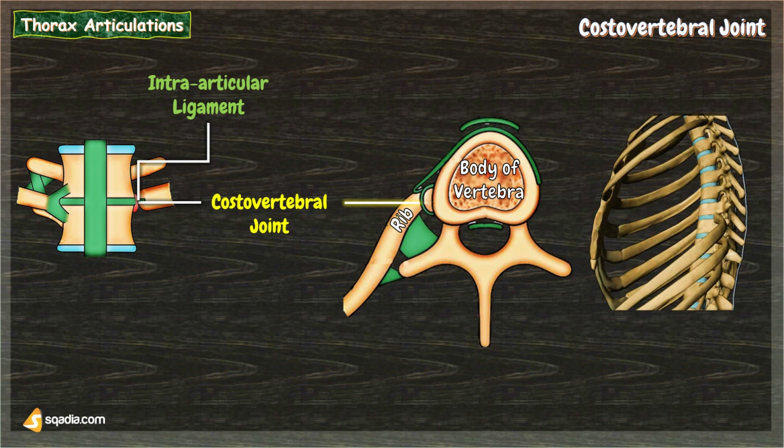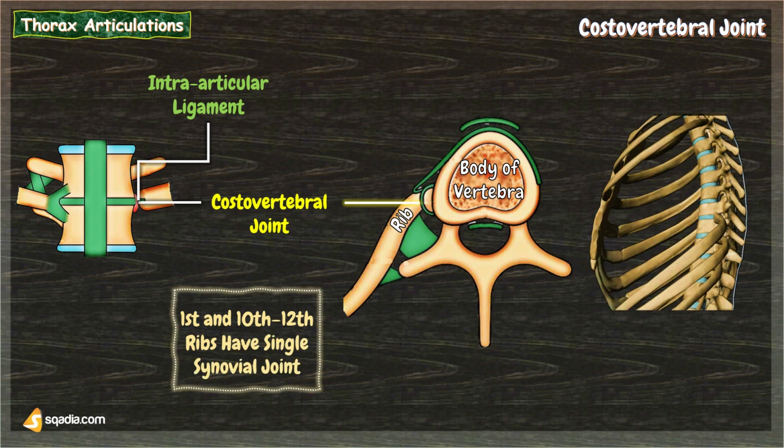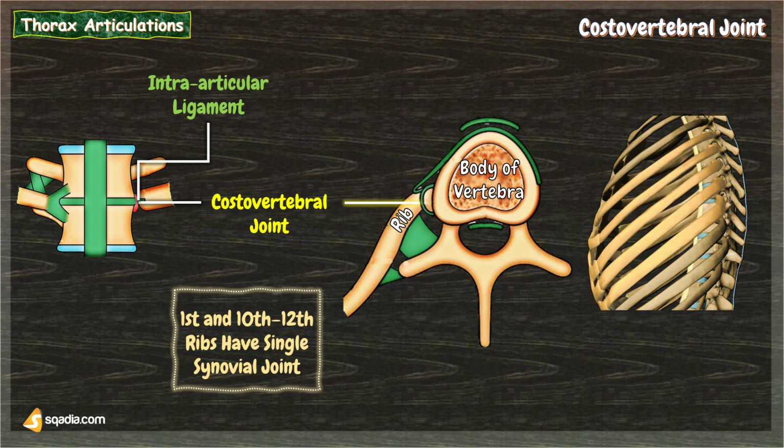The first and 10th to 12th ribs have a single synovial joint with their corresponding vertebral bodies. Other supporting structures of the joint include a capsular ligament and a triradiate ligament, with the upper ligament attached to the vertebra above and the lower ligament attached to the vertebra below. The middle band of the triradiate ligament creates the hypochordal bow, linking the joints on both sides.